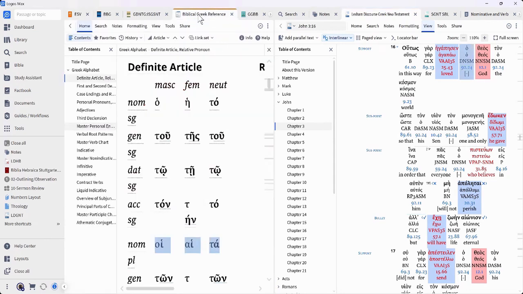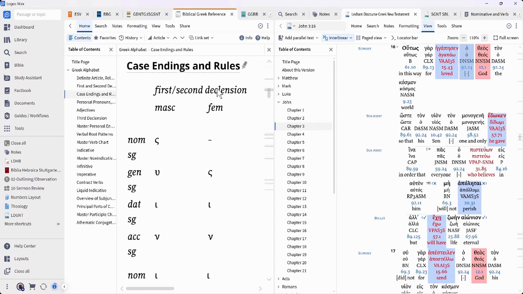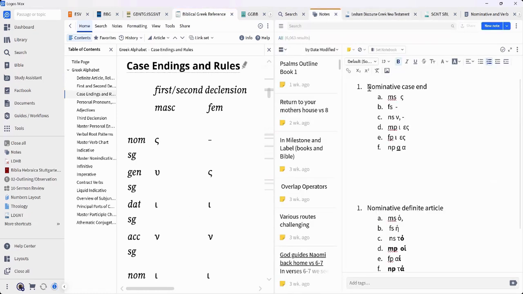Another resource I use and pull up is this biblical Greek reference. It's very useful if you do not have the verbs or the case endings memorized. So here are the case endings. I have all of the case endings here, including the nominative case endings. For the masculine singular, it's this sigma. Feminine singular is nothing.